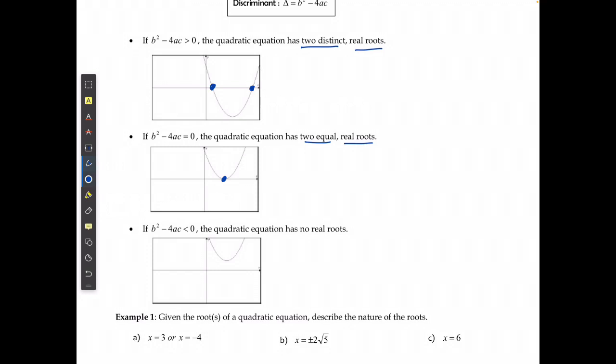This would be the same if I had a factored form of x plus 2 times x plus 2 is equal to 0. Even though I have two factors, both factors are going to equate to the same thing. They're both going to equal negative 2. If it is less than 0, I can't take the square root of a negative number, which means that it's going to be no real roots.